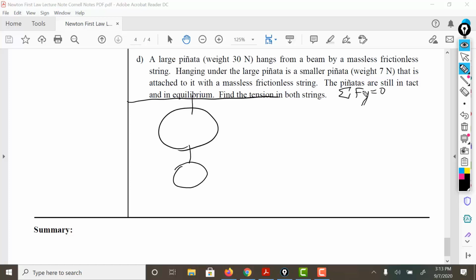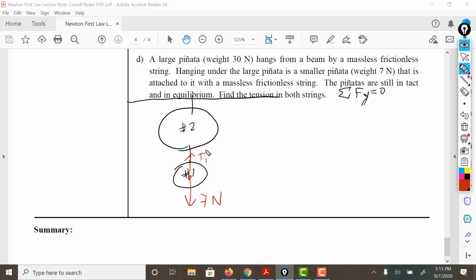Now let's be careful here. I'm going to call this object number 2, and this object number 1. Object number 1 has a weight of 7 newtons. And since we know the string is going to be tight, there's going to be a tension 1 going on it. Now before you get all crazy and happy when I start doing both of them at the same time, when it comes to Newton's laws, we have to take things apart bit by bit.